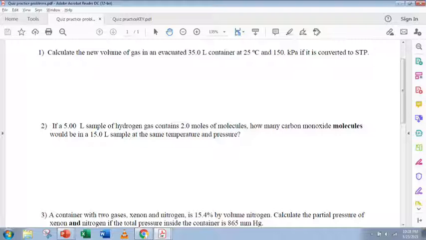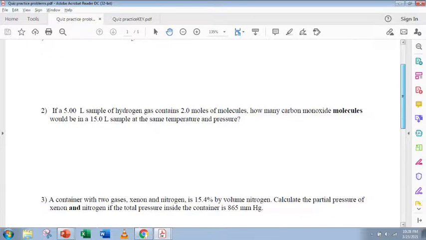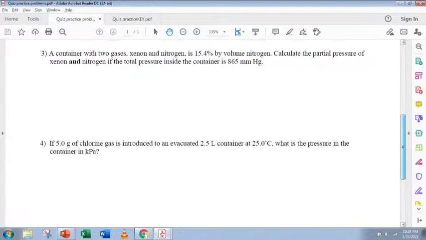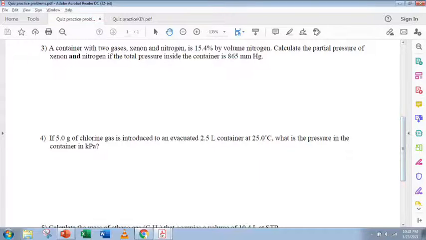Now, in question number 3, as we read through it, we see some very important keywords, or else we should see some very important keywords. It says to calculate the partial pressure if the total pressure inside is 865. As soon as I'm seeing those words, this has to be a Dalton's Law problem.